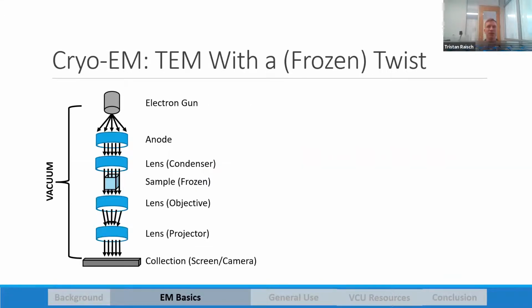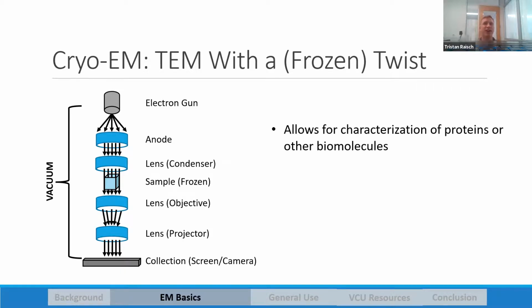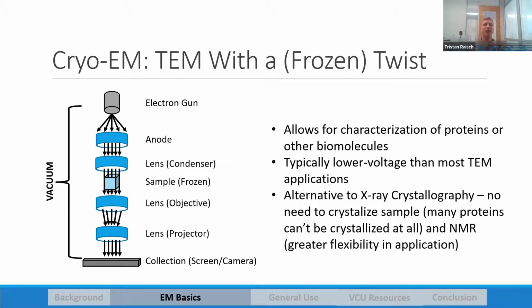Another application of TEM is Cryo-EM. It uses the same system as a regular TEM, but utilizes a frozen sample, which can stand up to the vacuum of the column without having to be completely dehydrated. This technique allows for the characterization of individual proteins or other biomolecules. It is typically done at a lower voltage than other TEM applications, and is typically an alternative to X-ray crystallography or nuclear magnetic resonance, as it allows for greater flexibility of sample preparation. And finally, this technique won a Nobel Prize in 2017 for the high resolution determination of biomolecules.